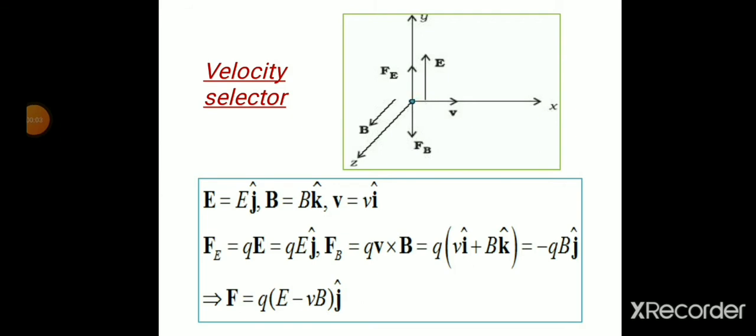One of the applications of crossed electric and magnetic fields is that of a velocity selector, from which we can select particles which are having a constant magnitude of velocity.